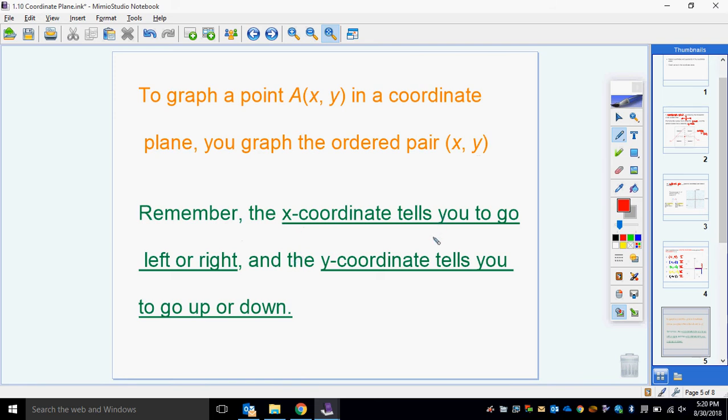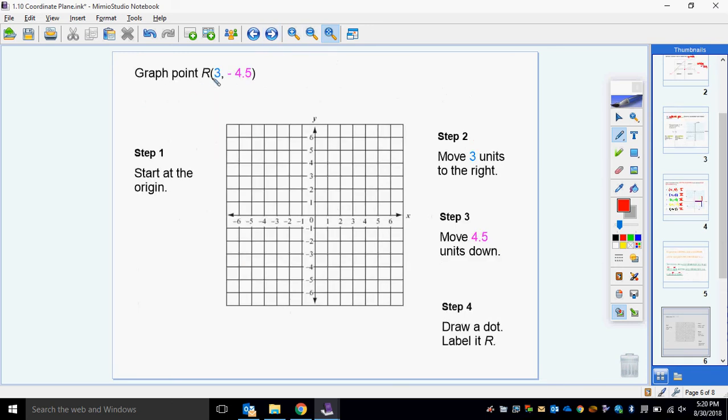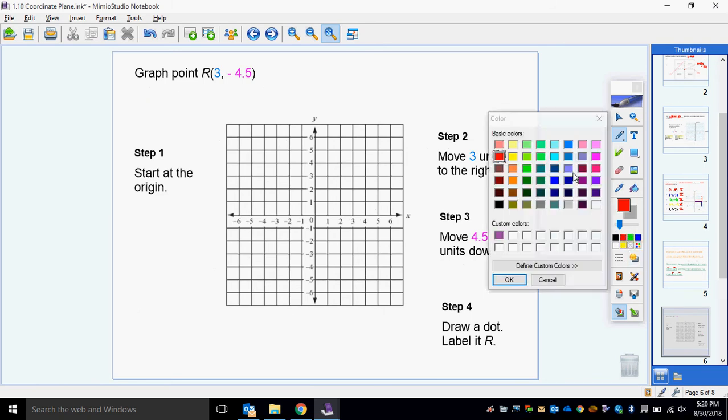What tells you to go left? Left is the negative numbers, right would be the positive numbers. What tells you to go up? Up would be positive numbers, down would be negative numbers. Okay, so let's start to graph. Graph point R, and point R is (3, -4.5).